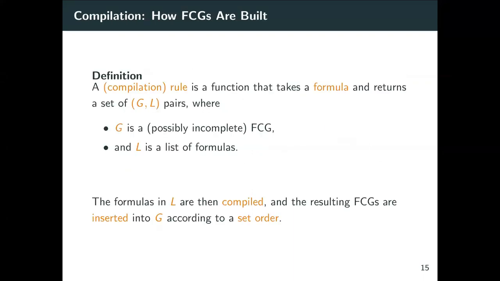And these graphs are constructed using compilation rules. This is a slightly more general definition from what was done previously. A compilation rule takes a formula and returns a set of pairs. Each pair corresponds to a different way of applying that compilation rule to that formula. In each pair, we have a graph, possibly incomplete, and a list of formulas. Those formulas are formulas that we still need to compile. And as we compile them and turn them into graphs, we insert these graphs into this bigger graph G according to some set order.